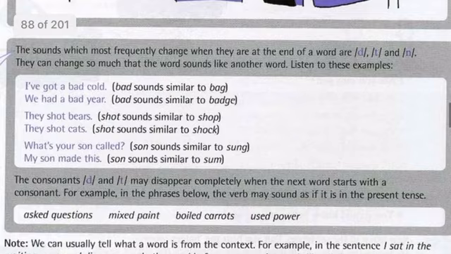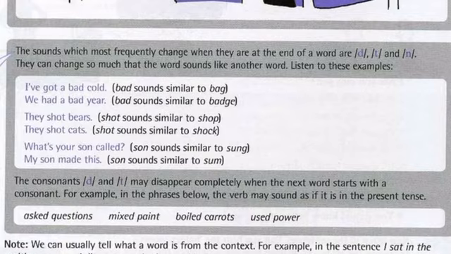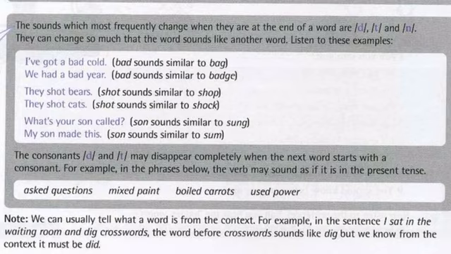The sounds which most frequently change when they are at the end of the word are d, t, and n. These are the sounds that are usually changed when they fall at the end of certain words. They can change so much that the word sounds like another word.